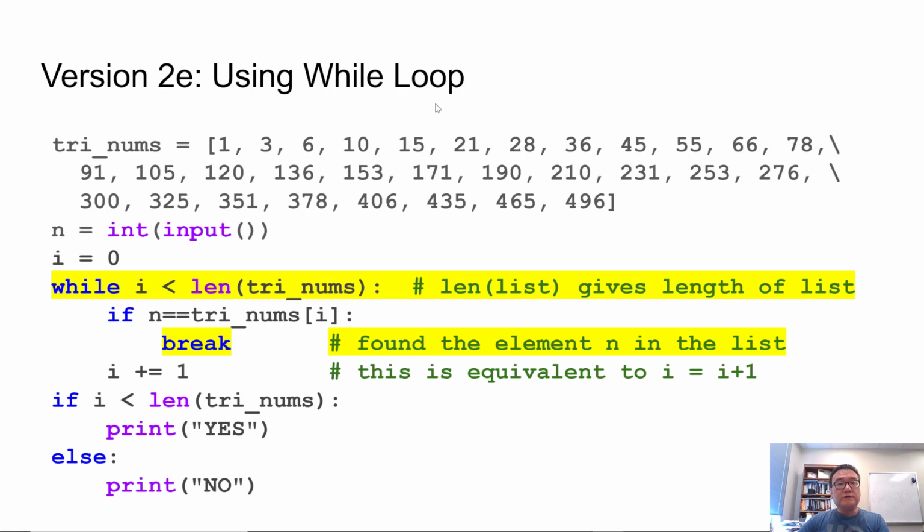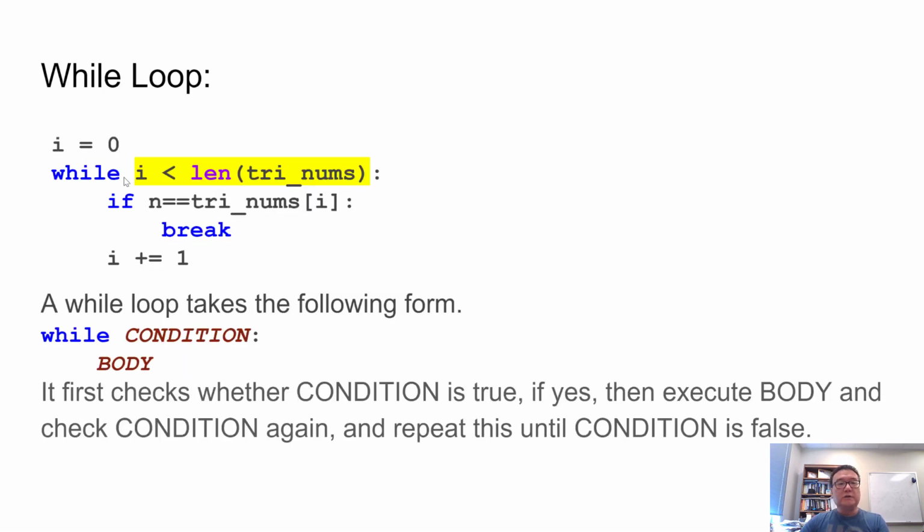Now we're going to solve this problem using another kind of loop. Instead of using a for loop, we use a while loop. Let's first look at the syntax. The while loop has the form of the word while, a condition followed by a colon, and then a bunch of statements that form the body of the while loop. The meaning is we first check whether the condition is true. If it's true, we execute the body.